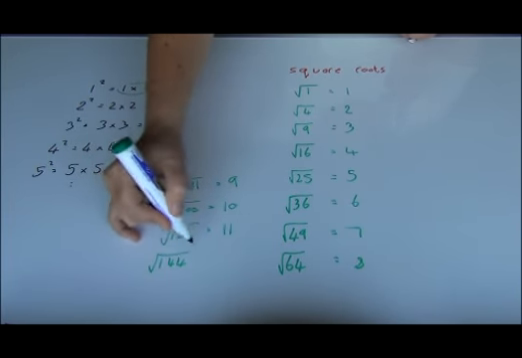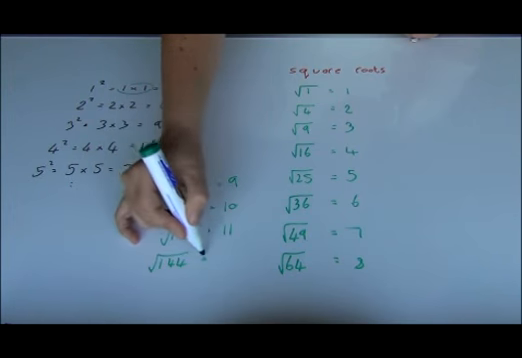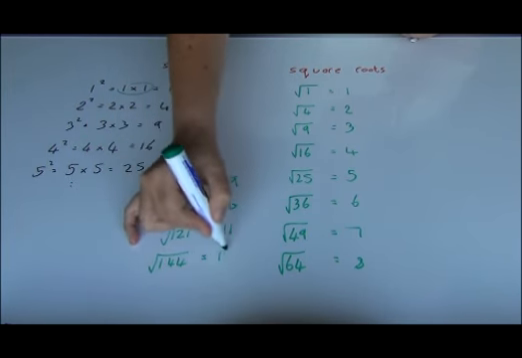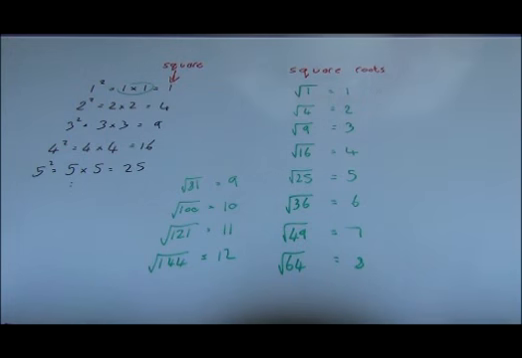And the final one you should know for your exams, the square root of 144. Well, 12 times 12 is 144, so there's my answer. So the square roots link with the squares. They're like reverses or mirrors of each other.